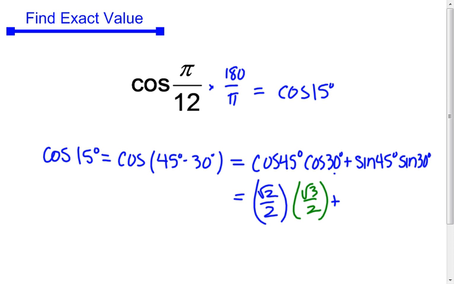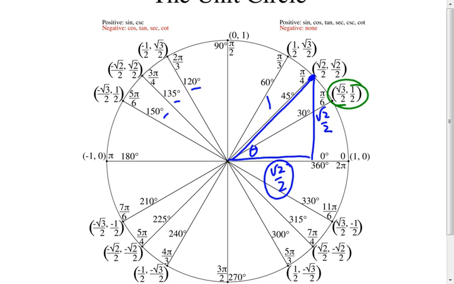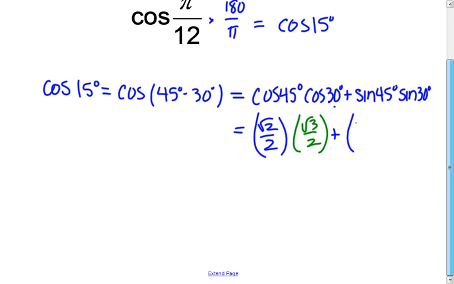Back to 45, and now I'm looking for my sine value. So at 45 degrees, sine is your y, which is root 2 over 2. And sine at 30 degrees, as long as I'm over here, is 1/2. Okay? So sine at 45 is root 2 over 2. Sine at 30 is 1/2. All right, then you just need to simplify this and you'll be done.